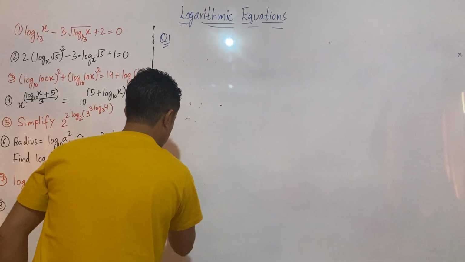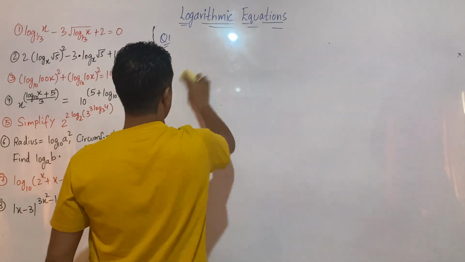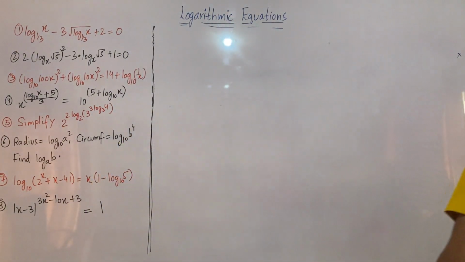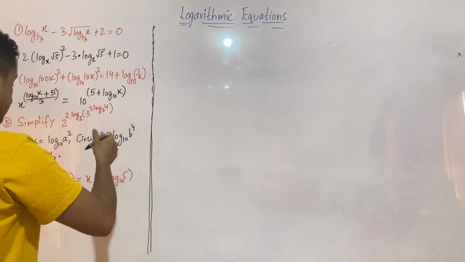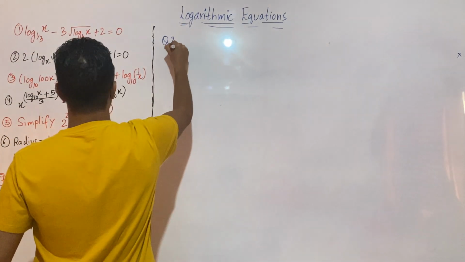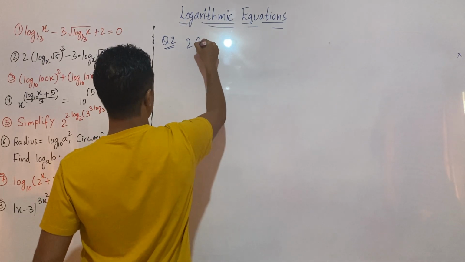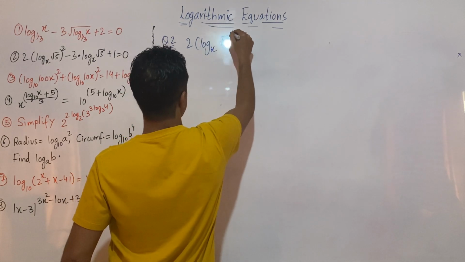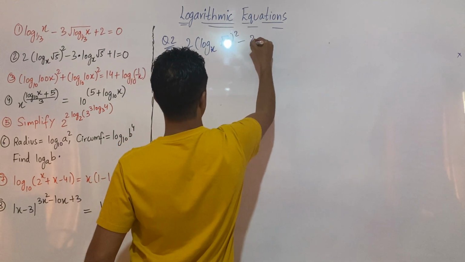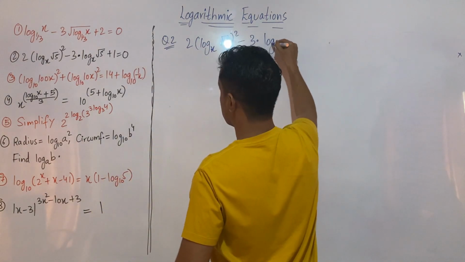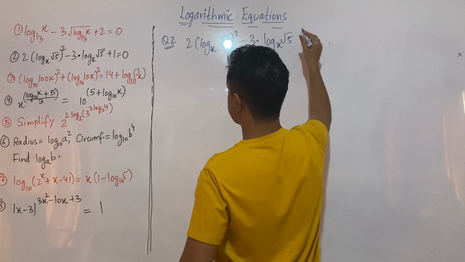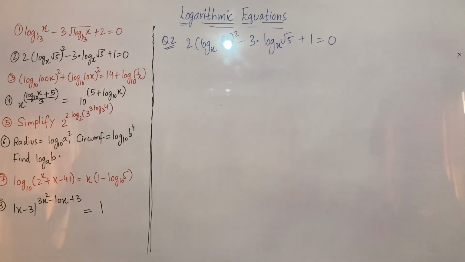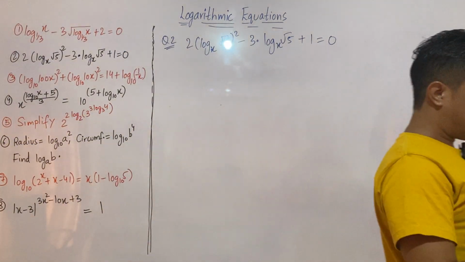Okay, so move to question number 2, and we'll see what's given to us. Question number 2 says that 2 log of root 5 to the base x squared minus 3 log of root 5 to the base x plus 1 equals 0. Okay, so this is question number 2 given to us.